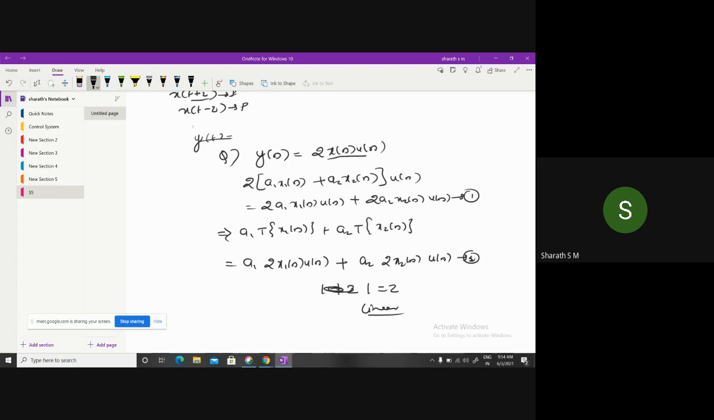And x of n concludes the present value, so it's causal, and it does not have any memory because of the present value. And then check for time invariance.